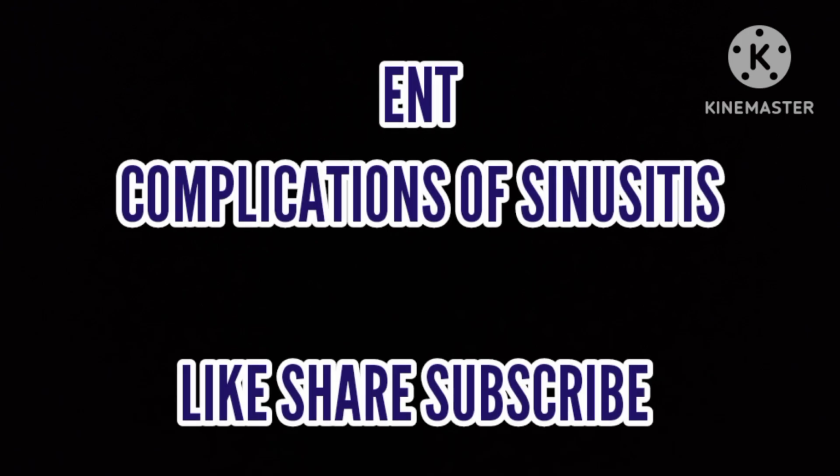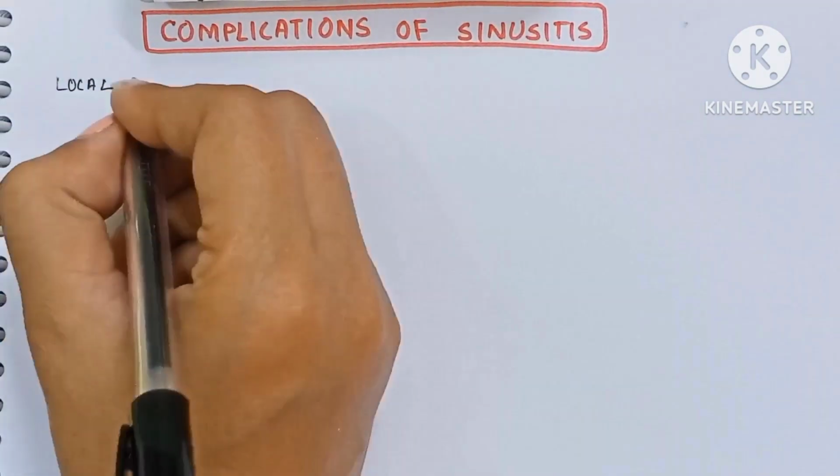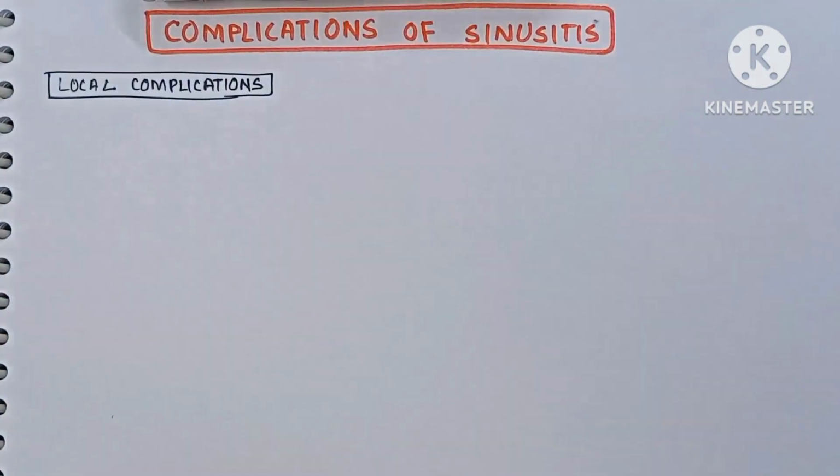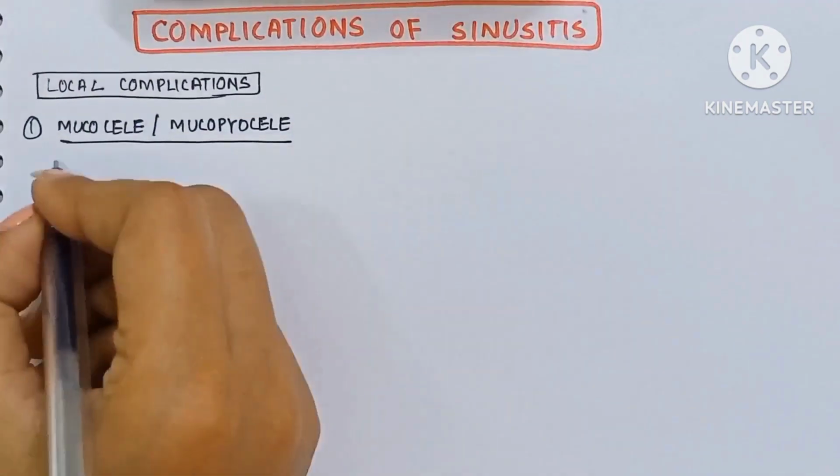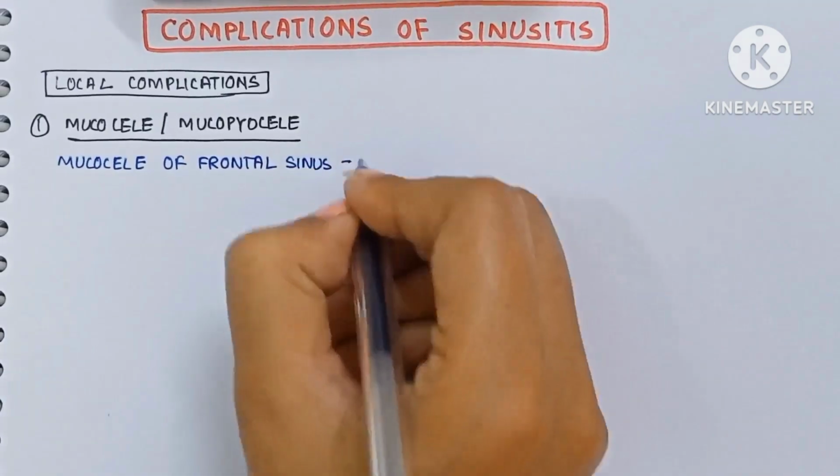In this video, we are going to talk about the complications of sinusitis. First are the local complications. It includes mucoceles or mucopyoceles. The mucocele of frontal sinus is most common.